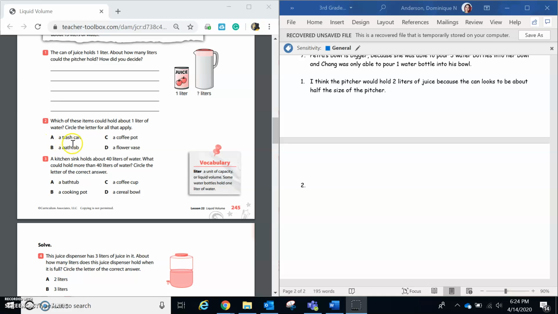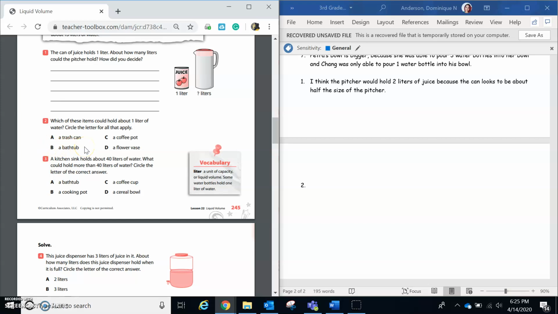All right, A says a trash can, B, a bathtub, C, a coffee pot, D, a flower vase. Remember, it says circle the letter for all that apply. That means there's more than one choice. So if we go back, a trash can, well, I'm not really sure what size trash can they're talking about. It could be a small one, it could be a larger one. So because we don't know exactly what size, I'm going to say that this is no.